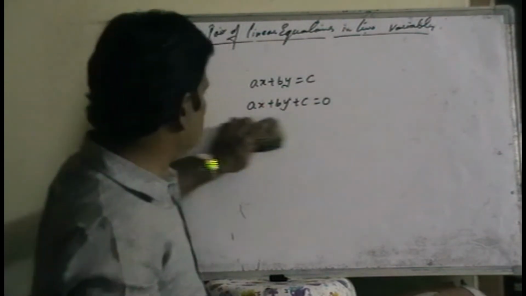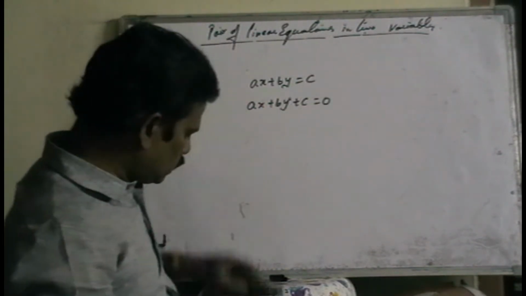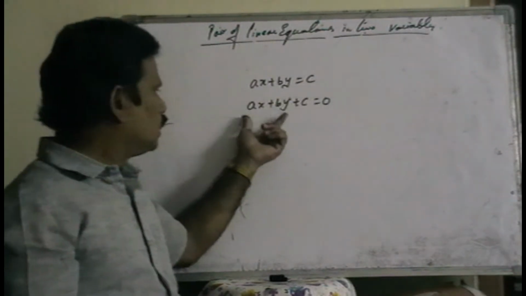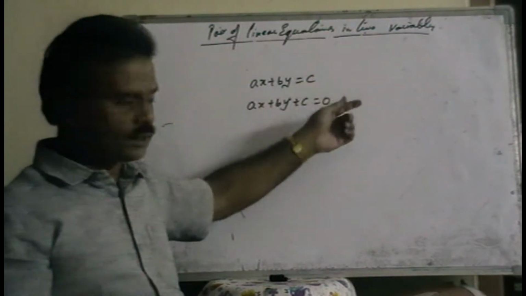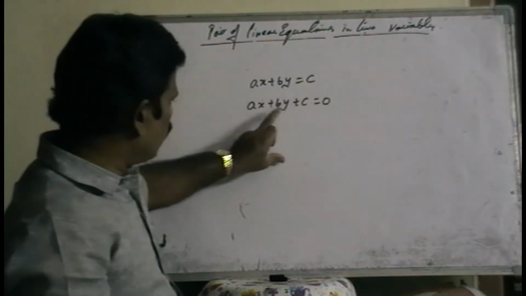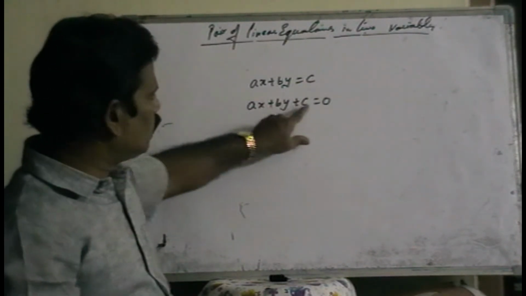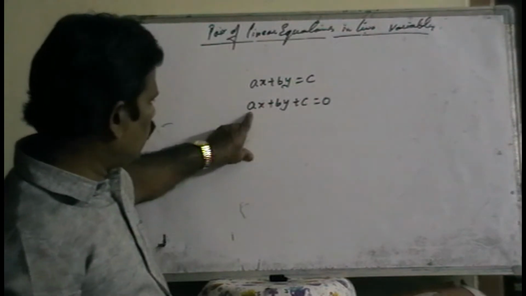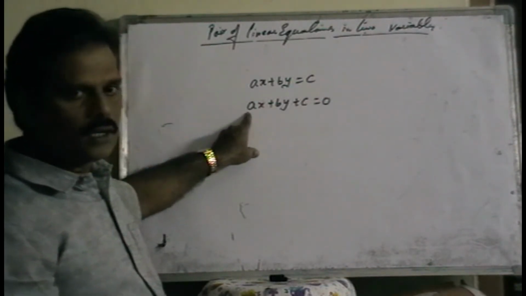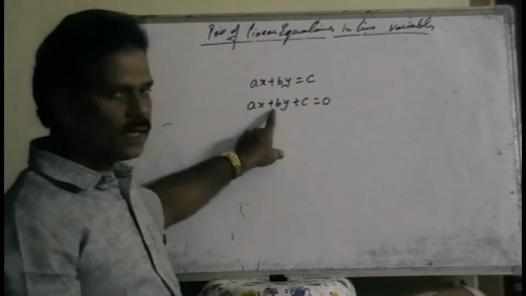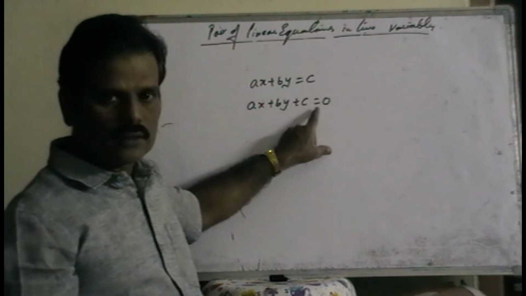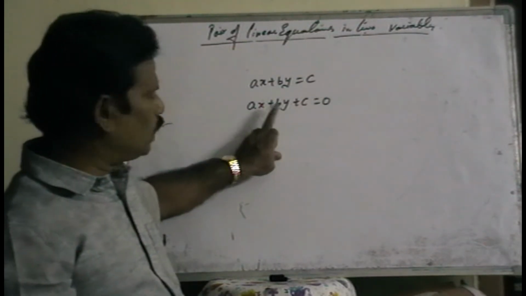Linear equation means the general form of a linear equation is ax plus by plus c is equal to 0. Here x, y are the variables. A, B, C are the coefficients. Here A is the coefficient of x, B is the coefficient of y, C is a constant, but only x and y are the variables here.